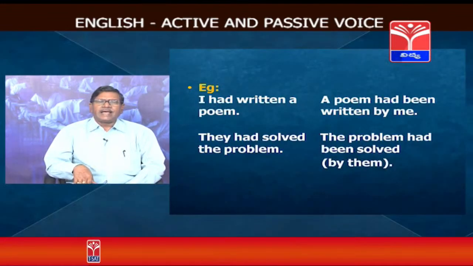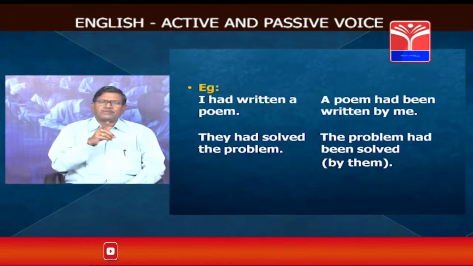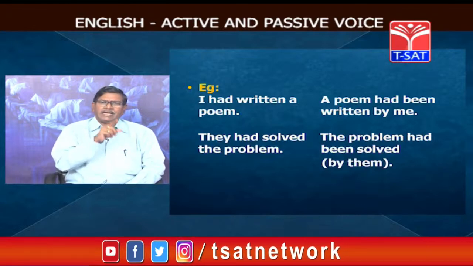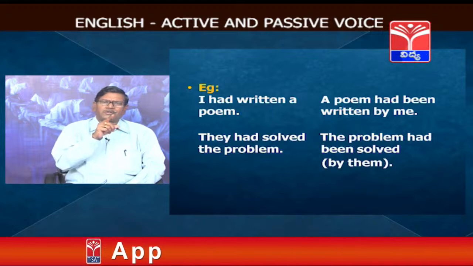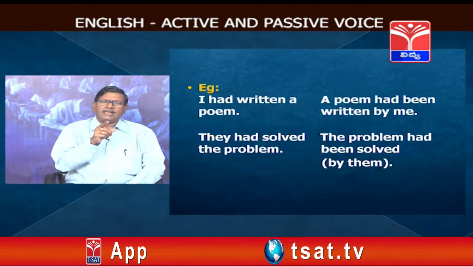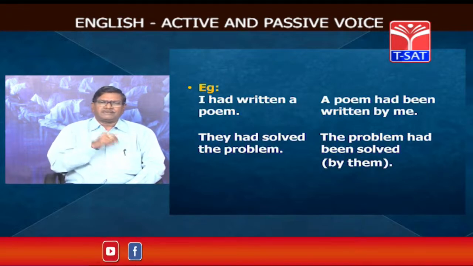See, they had solved the problem. Problem is the object in the active voice. It occupies the place of the subject in the passive voice. So, the problem, had, and the be form occupies the place of the verb. So, been, had been solved. The problem had been solved.